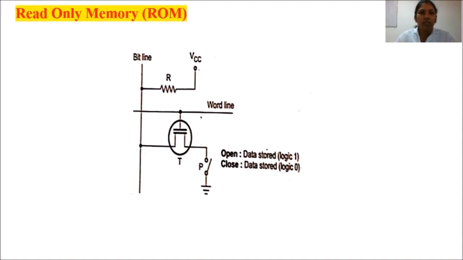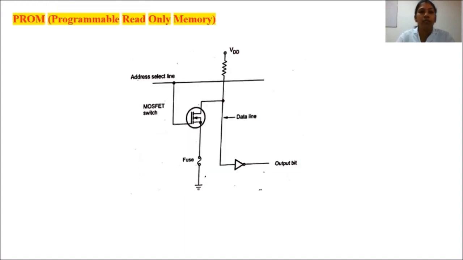So there are 4 other types of ROM. This ROM is further classified into 4 types, that is masked ROM, PROM, EPROM, and EEPROM or E squared ROM. So next one is the PROM. PROM is the abbreviation of programmable read-only memory.